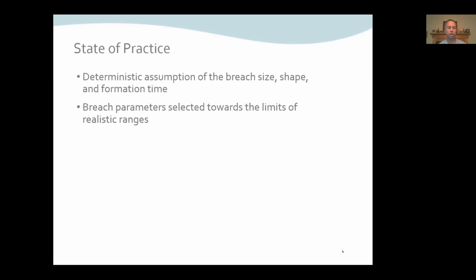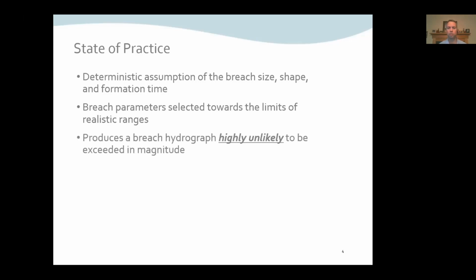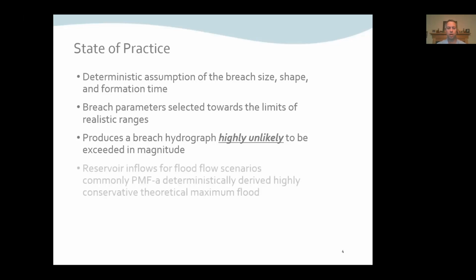And it used to be a common practice to not only remove the entire dam, but to try and do that nearly instantaneously when doing these breach runs. That's no longer used as often, but occasionally you see that. Either way, it's a very conservative approximation of what would happen if the dam were to fail. And so we get breach hydrographs that are highly unlikely to be exceeded in magnitude. It's not likely that the peak flow you see from your study would be equaled or exceeded if the dam actually were to fail.